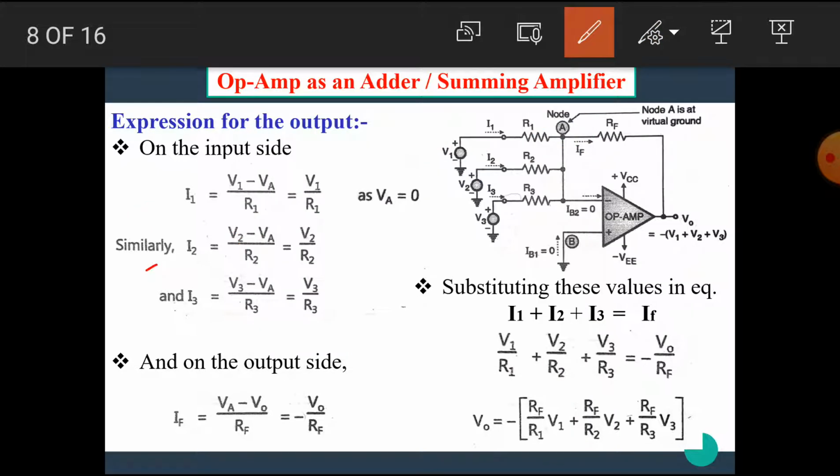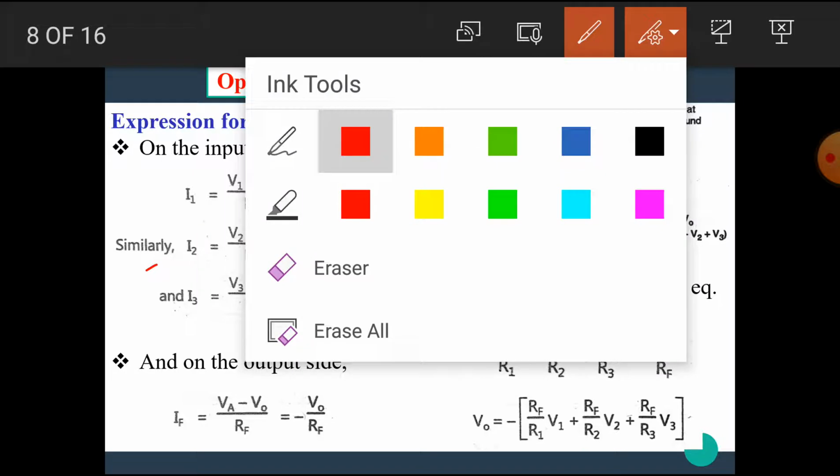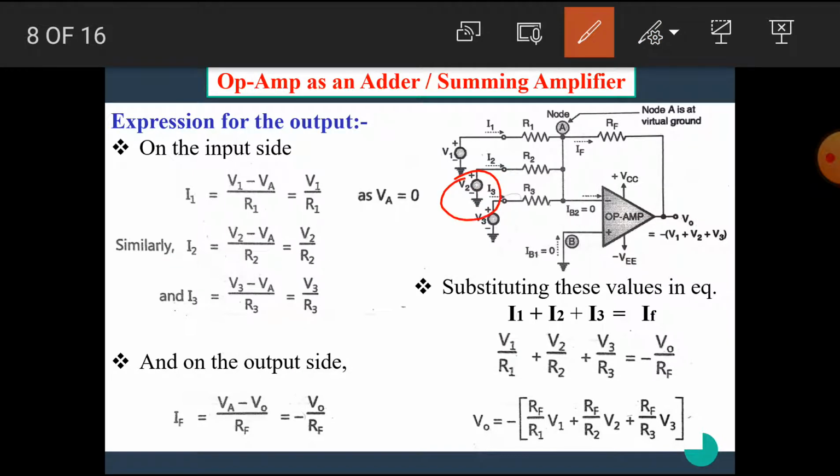Similarly, we can place the value of I2. Here I2 flows through the resistor R2, hence we get I2 equal to V2 minus VA upon R2.